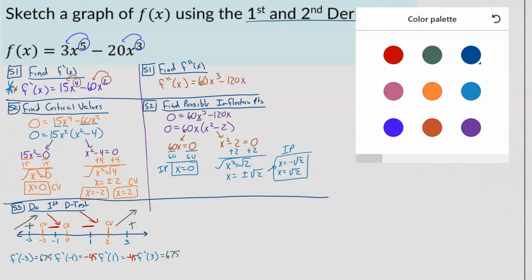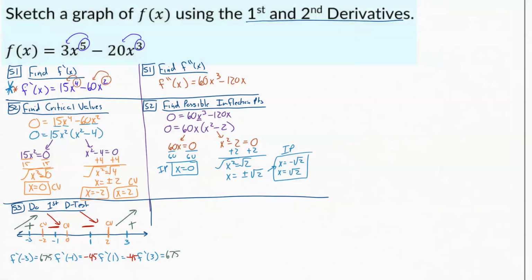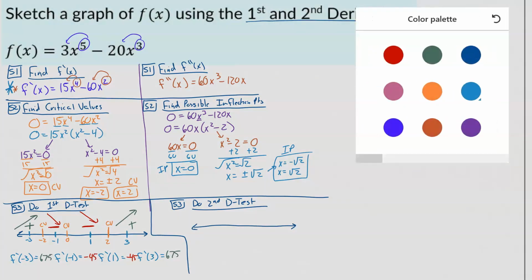And now what we're going to do is the same thing with our second derivative. So step 3 on this side is do a second derivative test. A second D test, a number line game, this time using our second derivative. So same type of process. We're going to draw out our number line. We are going to mark those possible inflection points.